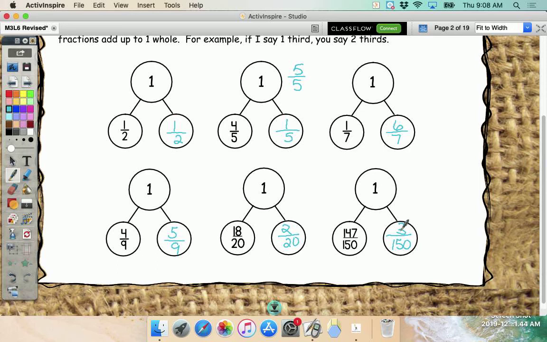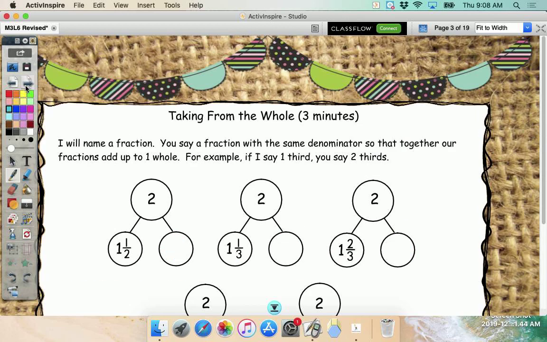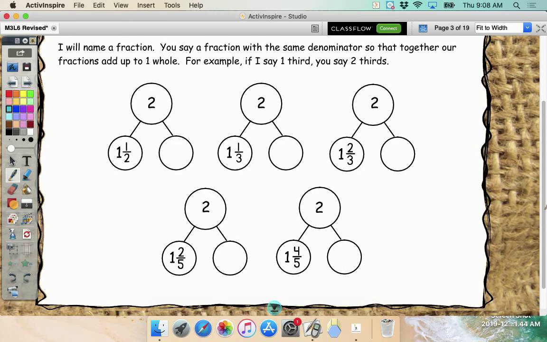Okay, so let's look at the next one. These are very similar. Okay, we're making 2, but they gave us 1. So that's cool, isn't it? Okay, so it's the same exact thing. I just have to make 1 whole. You want to try these and then I'll pull sticks? Yeah.